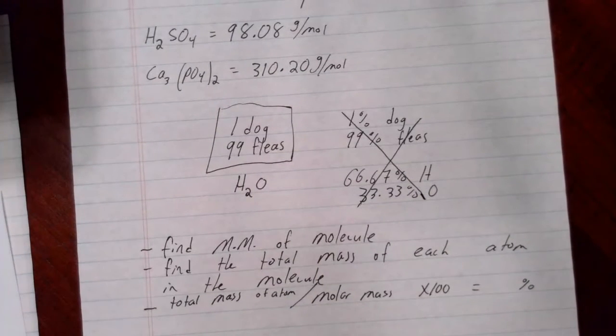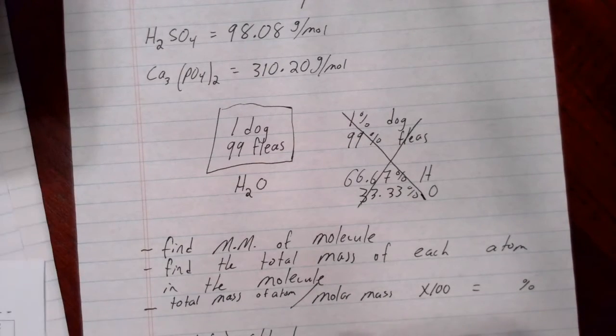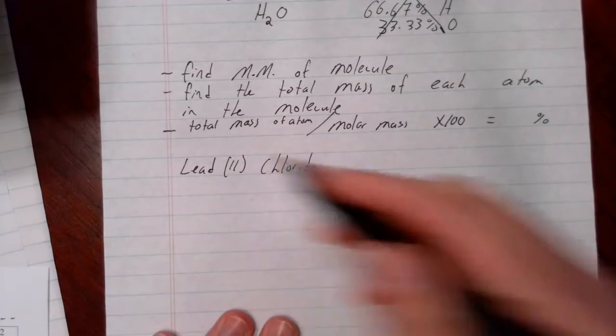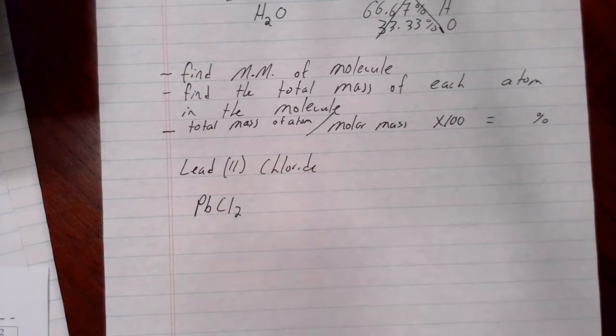The first one the notes ask is to find the percent composition of lead(II) chloride. I believe the notes went ahead and typed the formula out for you, but you can pretty easily now, hopefully, go from the name to the formula. So PbCl2. Okay. So the first step in finding the percent composition of this compound is to go ahead and find the molar mass of the compound.